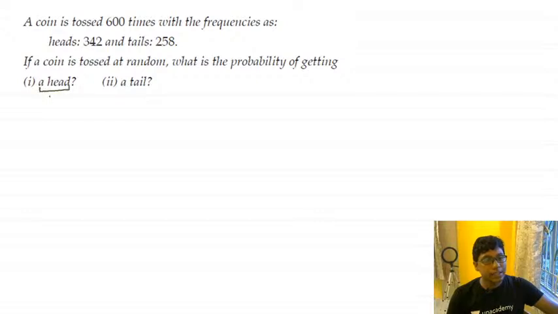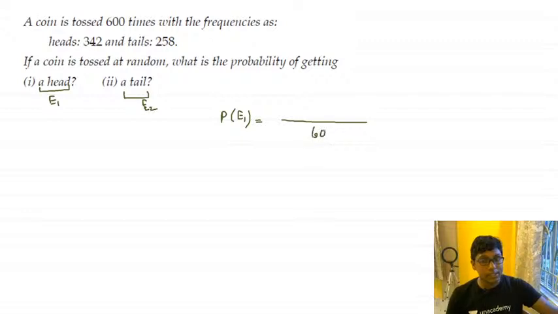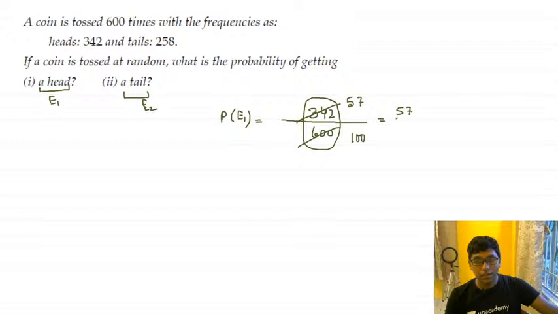Here we are considering getting a head as event 1 and getting a tail as event 2. So we are first naming the events. Now the probability of event 1 will be the number of times the event happened over the total outcomes. What is the total outcomes? How many times did we toss the coin? It is 600 times, right? How many times did we get head? 342, right? So the answer is 342 divided by 600. If I cancel out, I get 57 by 100, which is the probability of getting head, or in decimal it is 0.57. I can convert it into percentage, it is 57%.